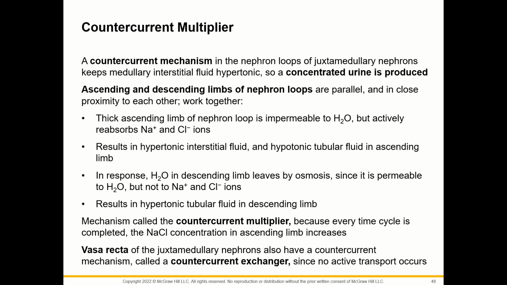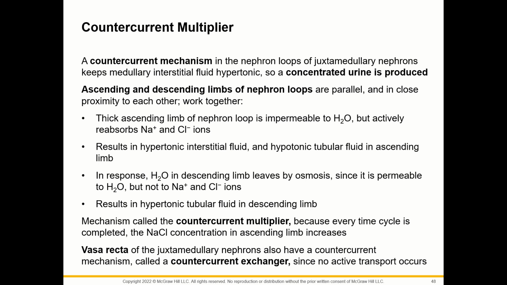There's a countercurrent mechanism in the nephron loops of the juxtamedullary nephrons, which keeps medullary interstitial fluid hypertonic, so a concentrated urine is produced. Ascending and descending limbs of nephron loops are parallel, and in close proximity to each other; they work together. The thick ascending limb of the nephron loop is impermeable to water, but actively reabsorbs sodium and chloride ions. This results in hypertonic interstitial fluid and hypotonic tubular fluid in the ascending limb.